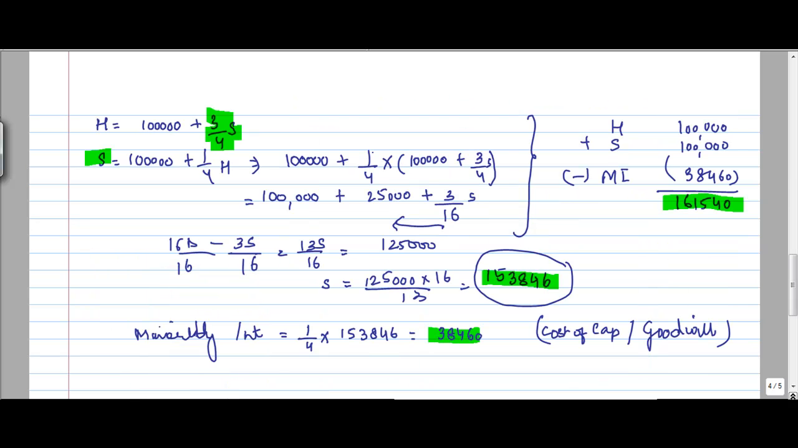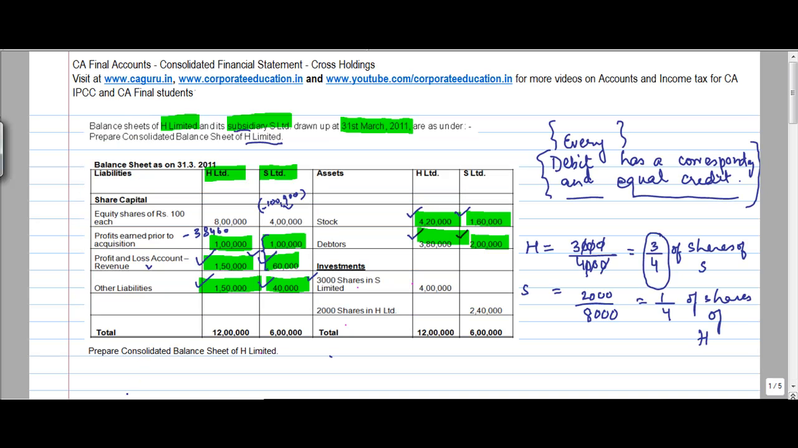Okay, let's go to this new devil called the cost of capital or goodwill. Now, goodwill is basically what? It's what I have invested less what I received. So if you see, my investment was for 3,000 shares, 4 lakh rupees. Invested 4 lakh. What did I get? I get the share capital of 3 lakh.